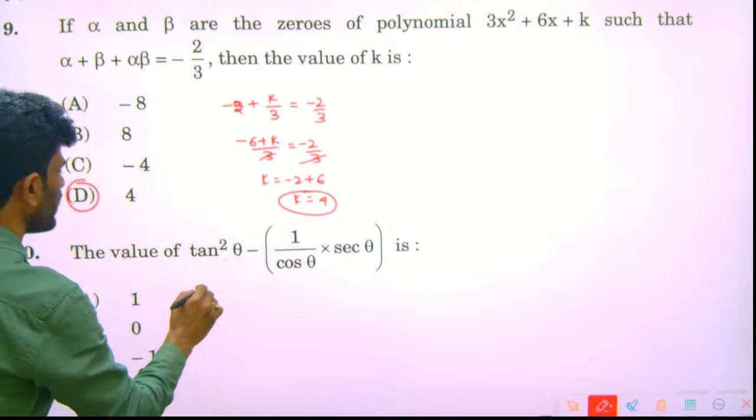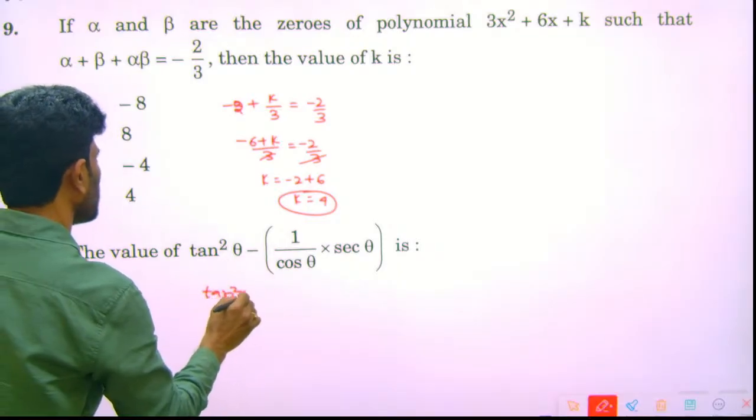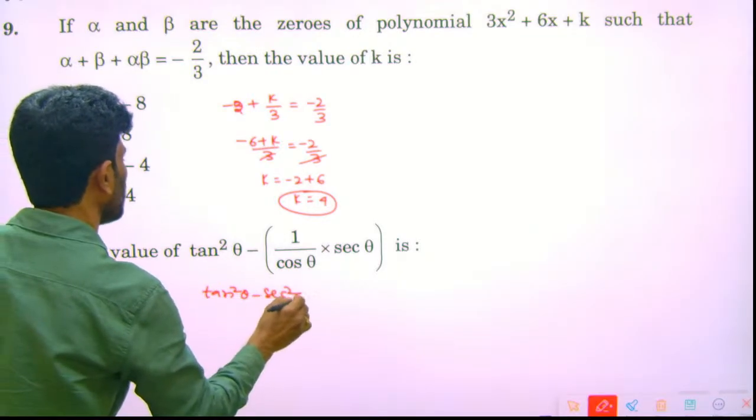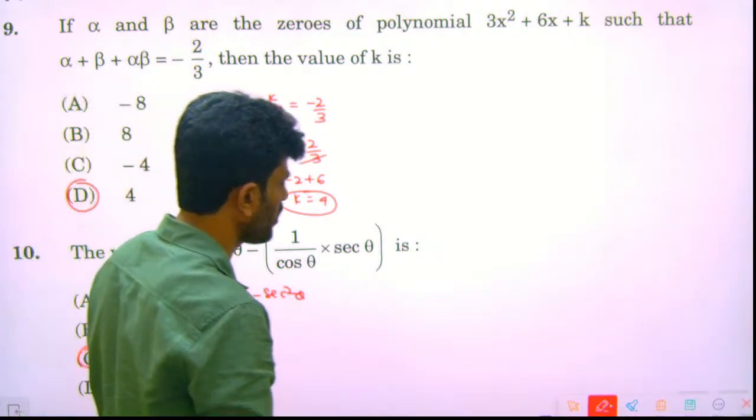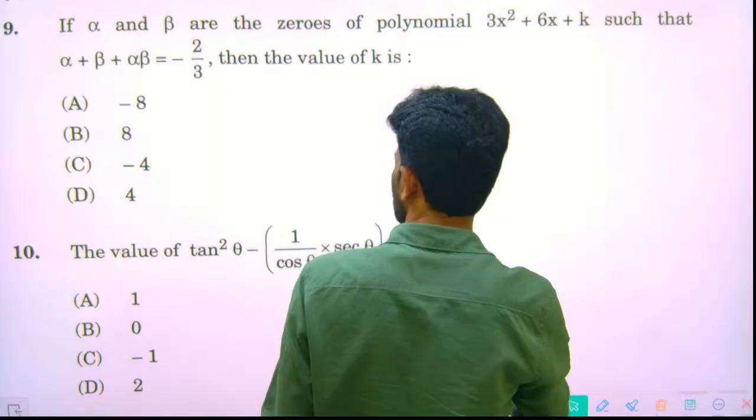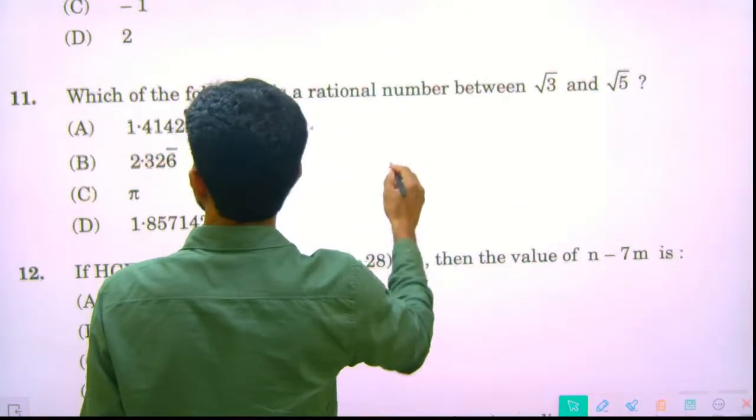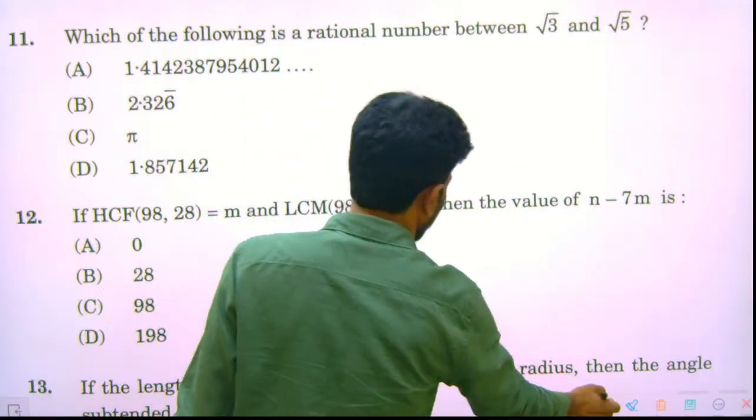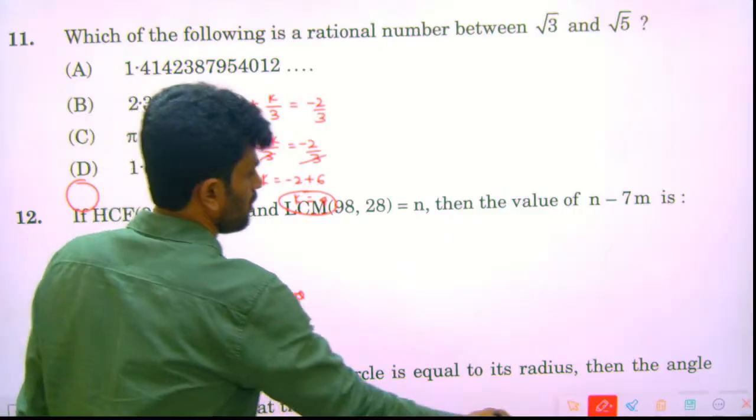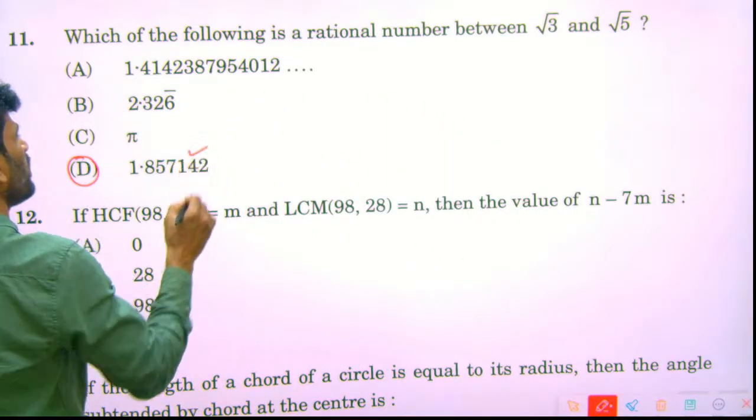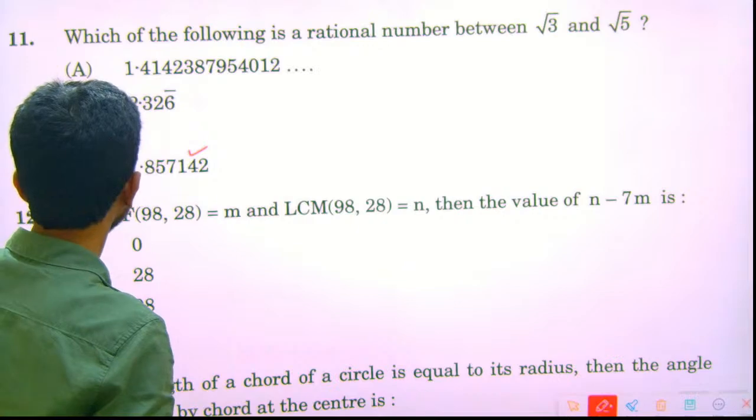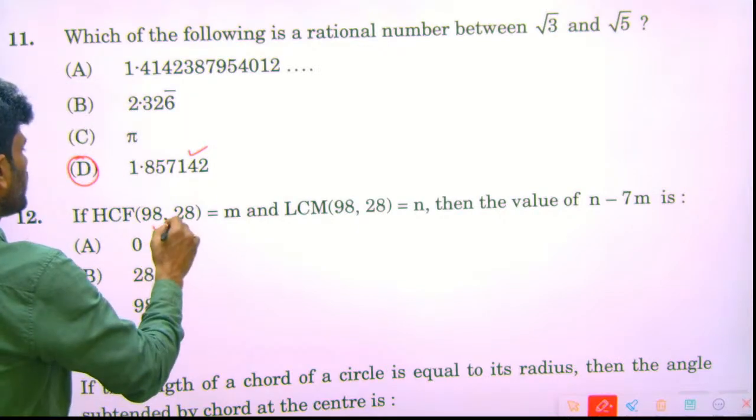This also we have done. This is tan square theta minus secant square theta, which is minus 1. Option C is correct. Question number 10, option C is correct, because these questions are there in set 1 also. Here also, these we have done before. This is what? Option D, because it is a rational number lying between root 3 and root 5. This is also we have done.